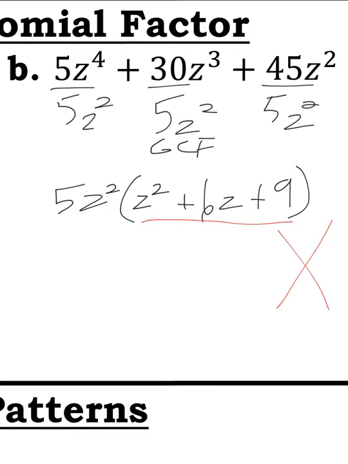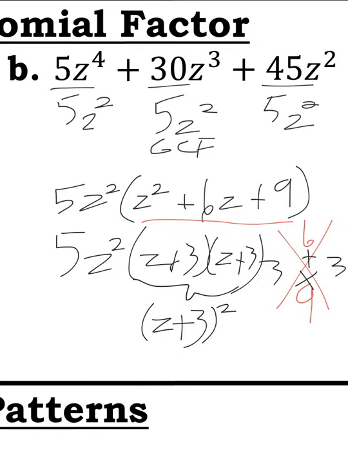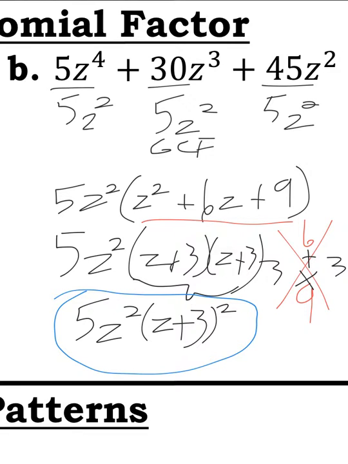Well, what are the factors of 9 that add up to 6? Well, 3 plus 3 is 6, and 3 times 3 is 9. So I'm going to say it's 5z squared times z plus 3 times z plus 3. Alright, now since you have the same thing twice, just say z plus 3 squared. That's preferred because it's just shorter, and in the future you see stuff written like that more often. Okay, so that would be the final answer.